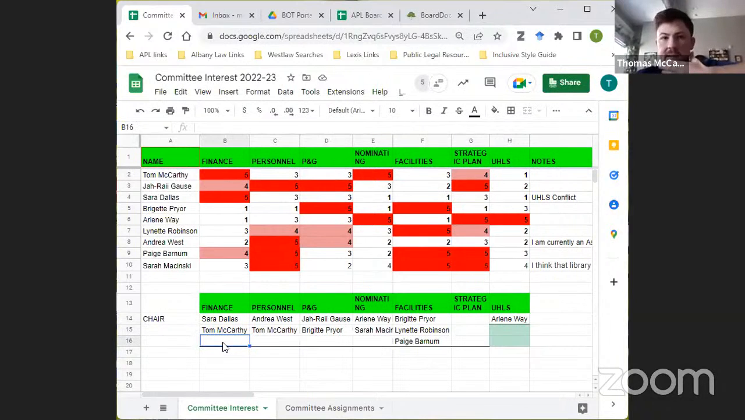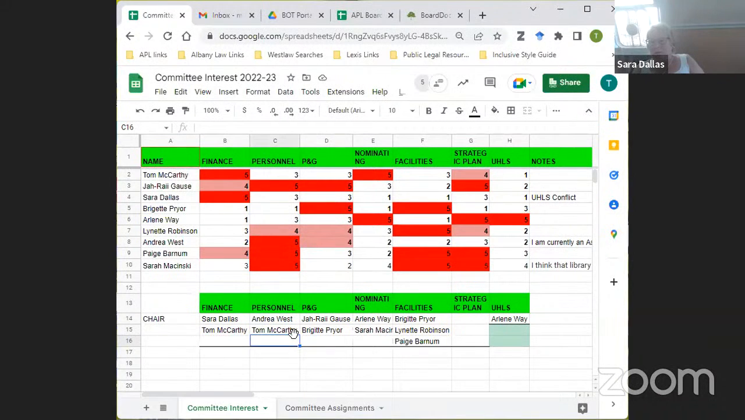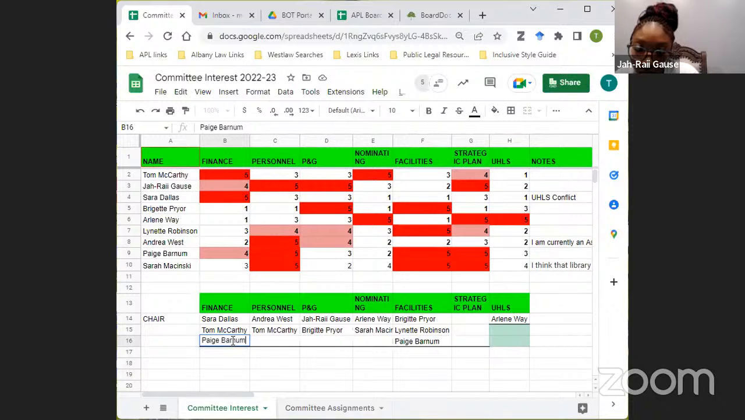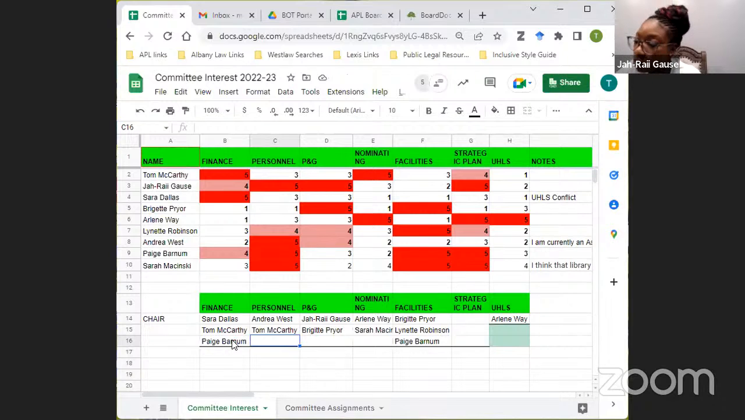Jare, you want to do finance, right? You're most welcome to be on this, but it'd be nice to have a new trustee on each of the committees, because as we go off the board. I thought we already went into that, Paige was going to be finance. Okay, that makes sense. Finance was going to be Sarah the chair, and then Tom and Paige, right? Yeah. Okay, so finance is done. Let's cross it off. All right, done.